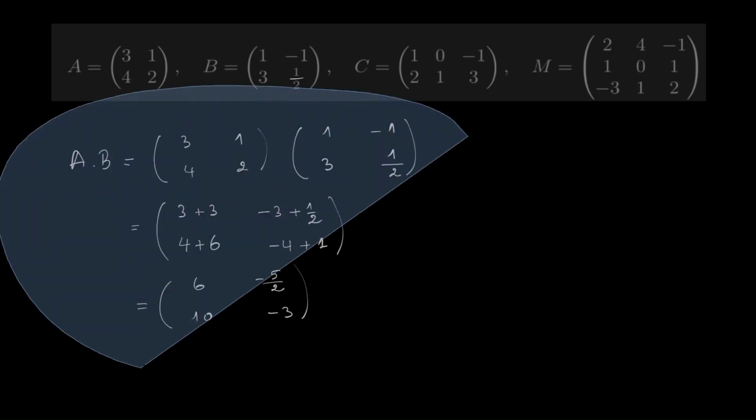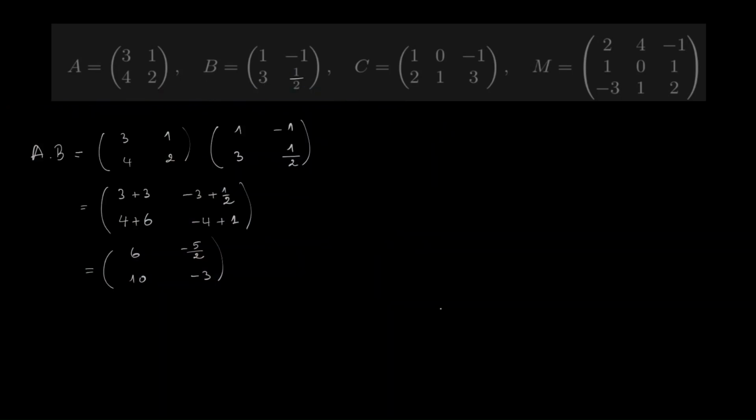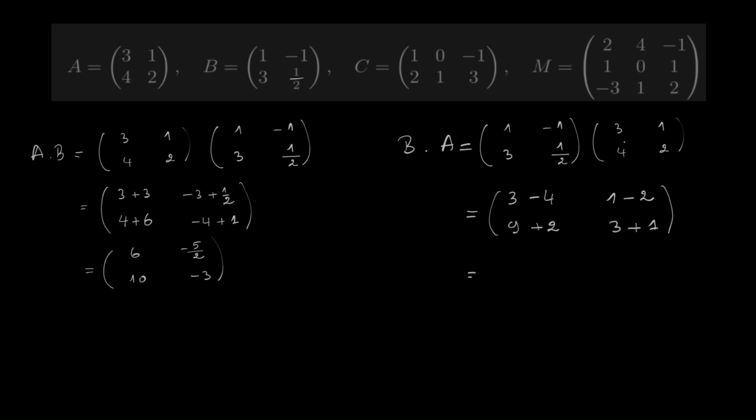Now, let's see what happens if we reverse the order and compute B times A. We apply the same row by column method. Therefore, we obtain minus 1, minus 1, 11, and 4. Notice that AB is not equal to B times A. This is a great reminder that matrix multiplication is generally not commutative.